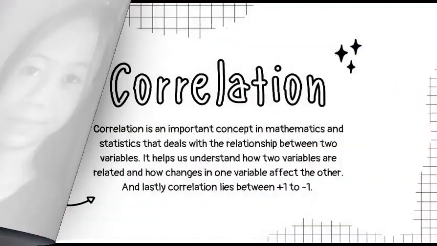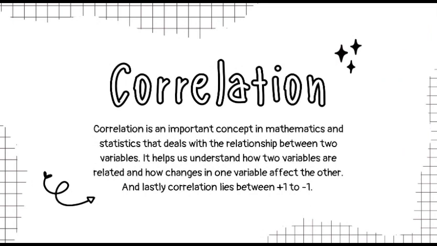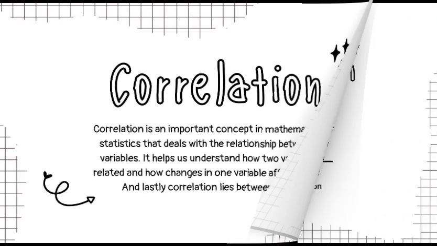First, in this vlog, I will discuss what correlation is and also the different types of correlation. What is correlation? Correlation is an important concept in mathematics and statistics that deals with the relationship between two variables. It helps us understand how two variables are related and how changes in one variable affect the other. And lastly, correlation lies between positive 1 and negative 1.